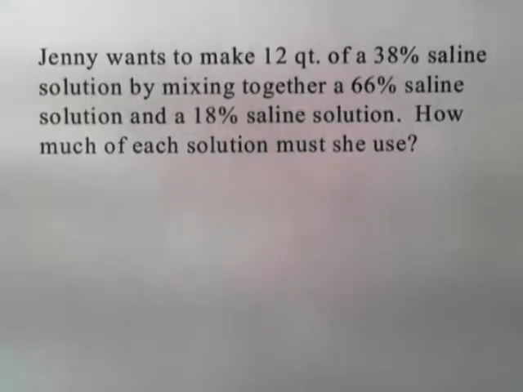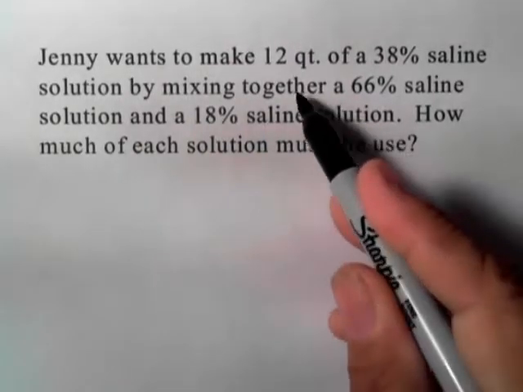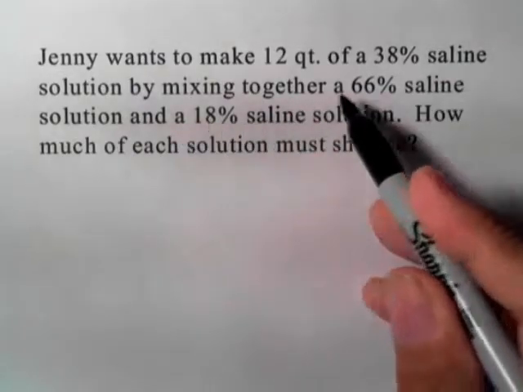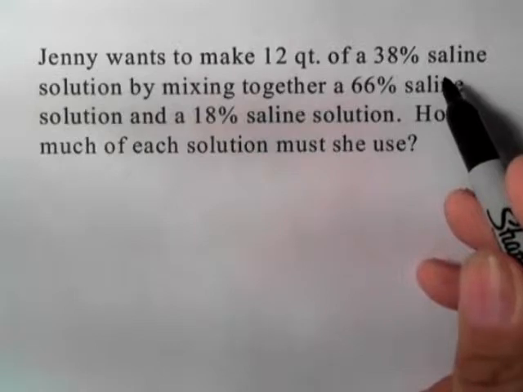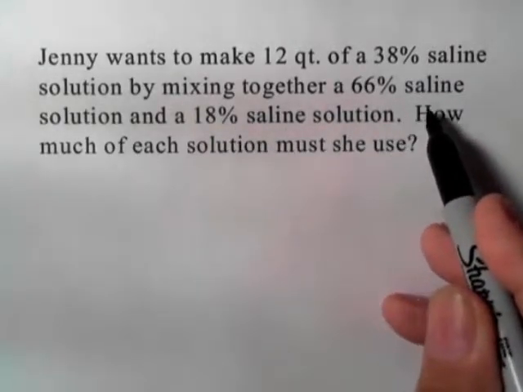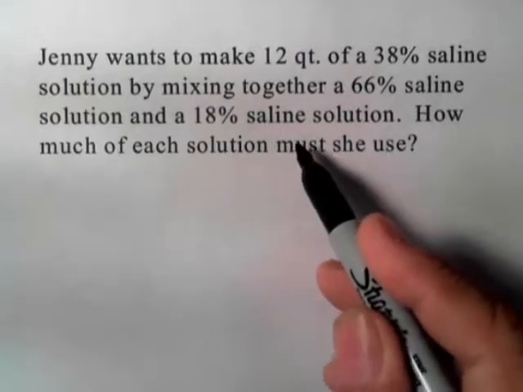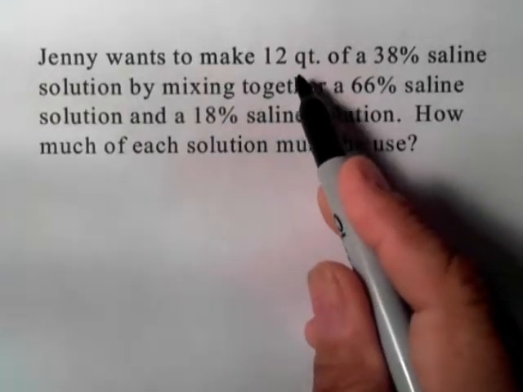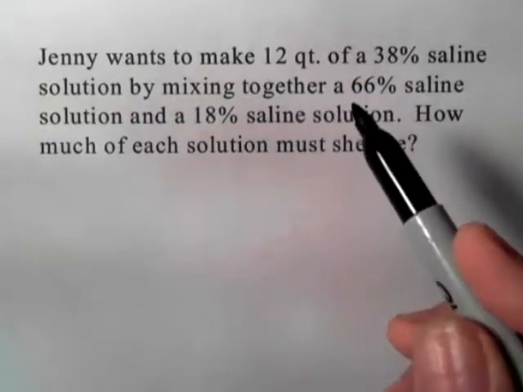Here's a typical mixture type of problem. It says here Jenny wants to make 12 quarts of a 38% saline solution. Saline, of course, meaning salt. And what she's going to do is mix together a 60% saline solution and an 18% saline solution. Now notice that the amounts that we're talking about here are in quarts.